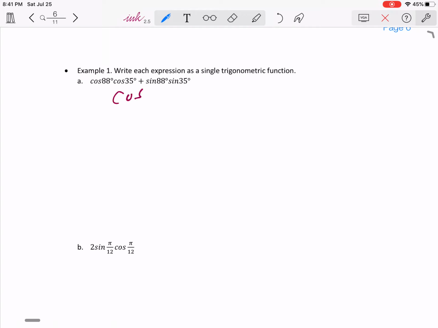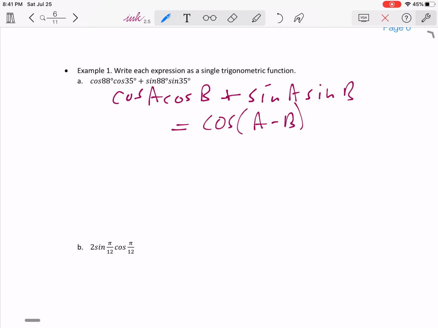cosine A cosine B plus sine A sine B. That's the pattern that you see in the question, and according to the identity, this is equivalent to cosine (A minus B). So all you have to do here is go cosine (88 minus 35), which equals cosine 53. You can leave your answer like that, because the question says to express your answer as a single trigonometric function.